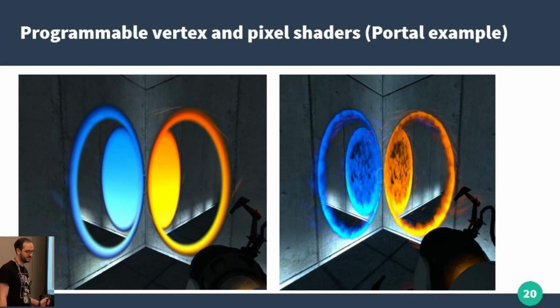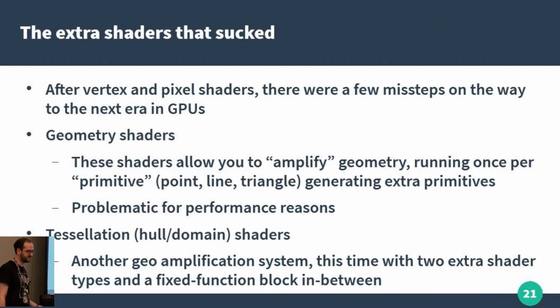I need to also talk, though, about the extra shaders that sucked. Okay, so just really quick, there were 2 extra kinds of shaders that tried to be introduced before the next real era of GPUs came around. These were called geometry shaders and tessellation shaders, and they both tried to solve basically the same problem. The problem being, we wish that there was a way to have lots and lots of detail in the geometry close to the camera, but not very much detail far away from the camera.